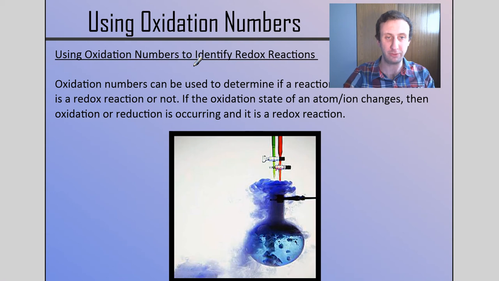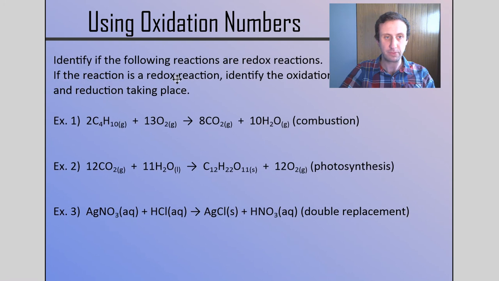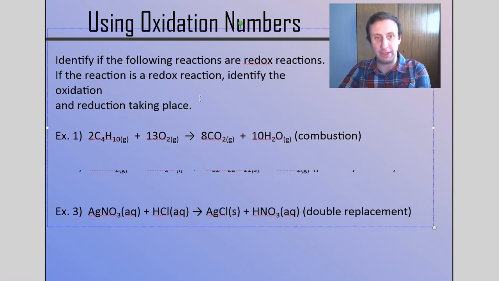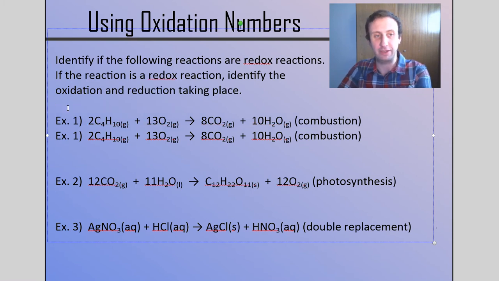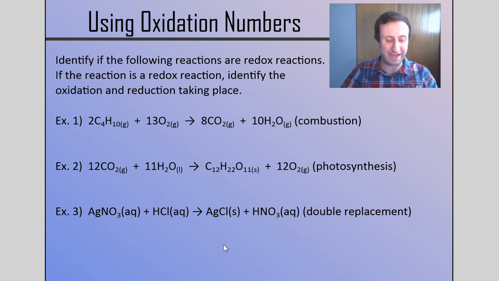Okay, so how we do this is we basically just take a look at all the different atoms in the elements and we assign oxidation numbers. And then if we take a look at the oxidation numbers and it's changing for an element, then we know from that that redox is taking place, that it's a redox reaction. If that's not happening, in other words, the oxidation numbers of stuff is not changing, then we know it's not a redox reaction. So let's take a look and work through this and show how it would be.